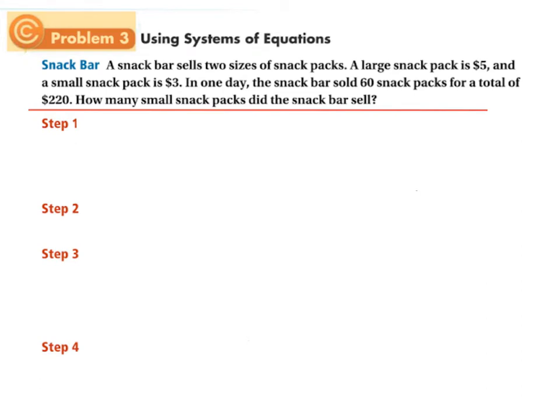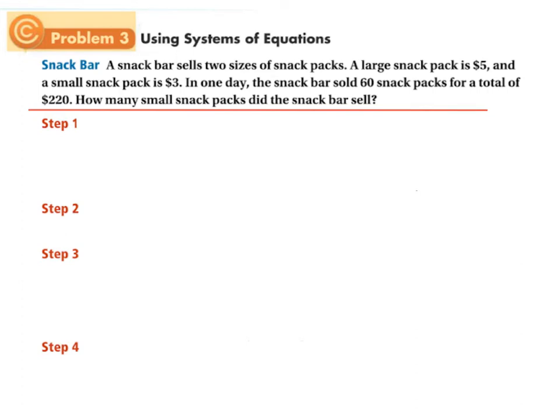Okay, Problem 3, what we're doing here is we're writing an equation first. A snack bar sells 2 sizes of snack packs. A large snack pack is $5. A small pack is $3. And in one day, the snack bar sold 60 packs total and made $220 from it. How many small packs did the snack bar sell?